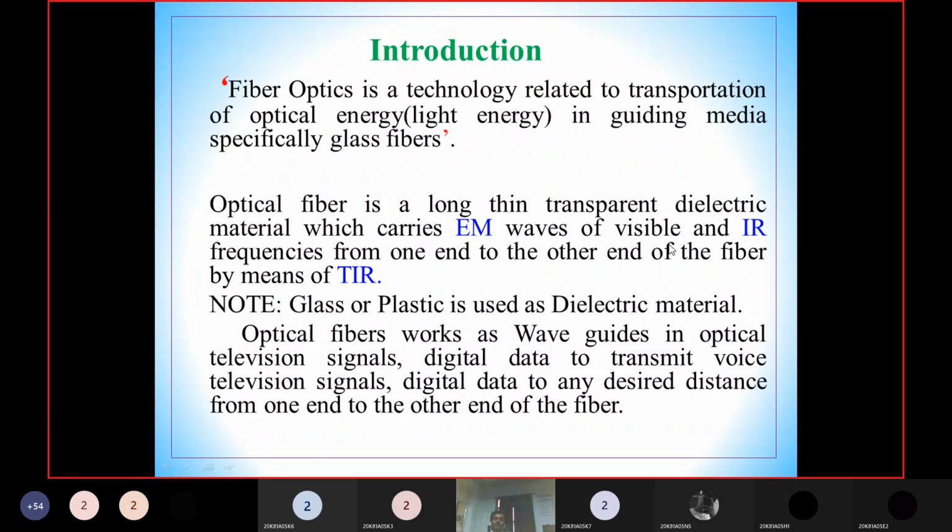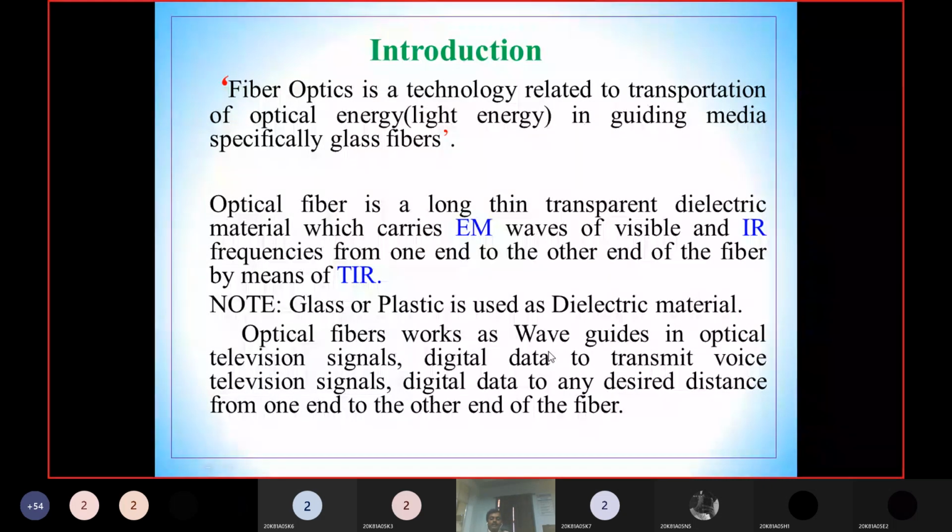By using what principle is light transmitted in an optical fiber? By using total internal reflection. Based on this principle, light is transported from one end of the optical fiber to the other end. Glass or plastic is used as the transparent dielectric material inside. I will explain this while discussing the parts of fiber optics, and how it is useful.